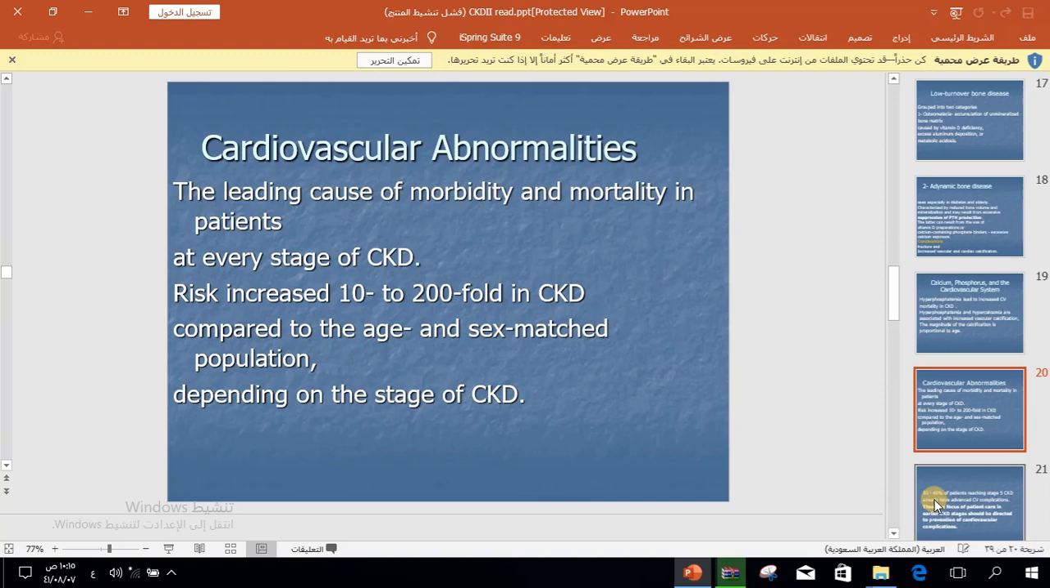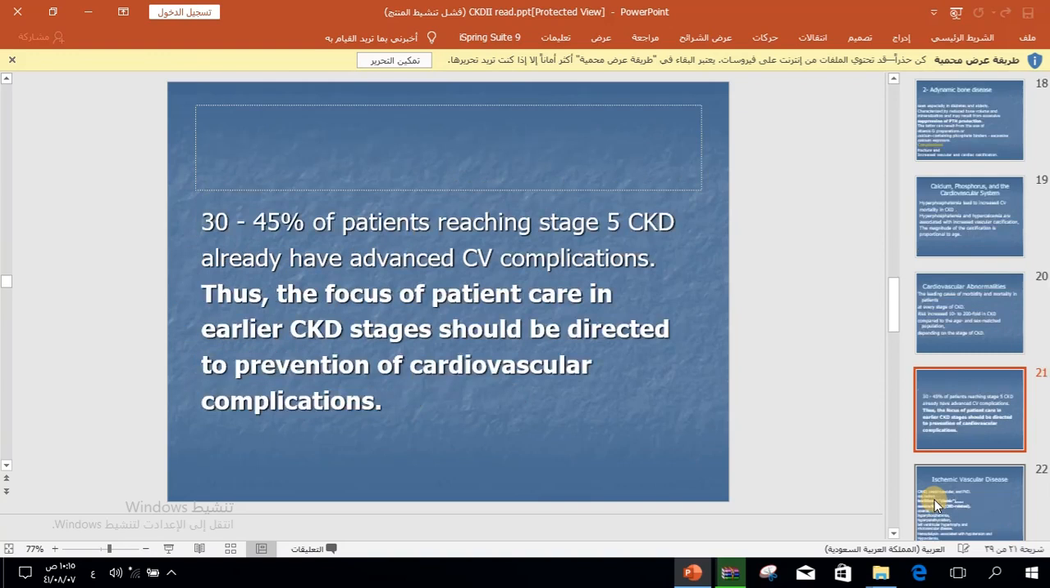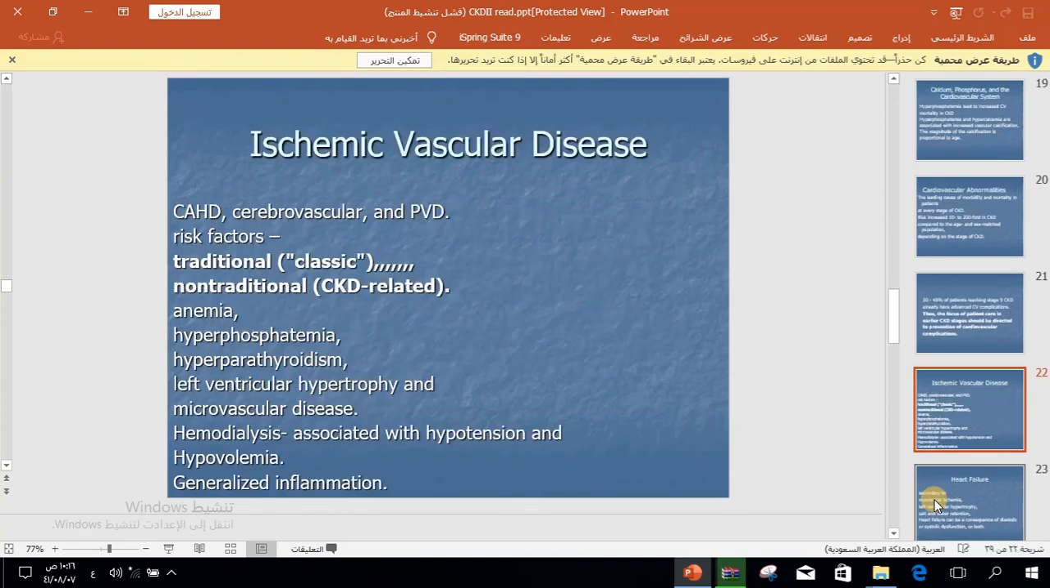This is dependent again on the stage of CKD. About half of the patients with CKD stage 5 already have advanced cardiovascular complications. Thus, in the management of CKD patients, we should direct the treatment to prevent the cardiovascular complications.